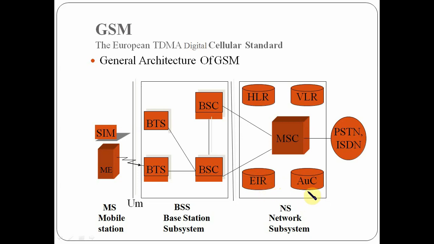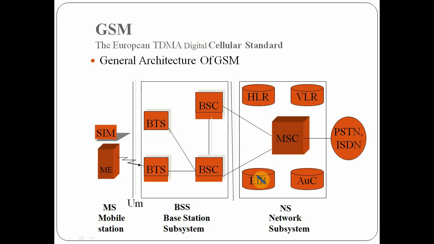Next one, AUC, that is the authentication center. The authentication center is a protected database. It protects the database that contains the secret keys, and also the user's SIM identity, and it is used for authentication. This comes under the network subsystem. After that, there are gateways: the gateway mobile switching center, the GMSC, and the SMS gateway, the SMS-G. All these entities come after the master station.